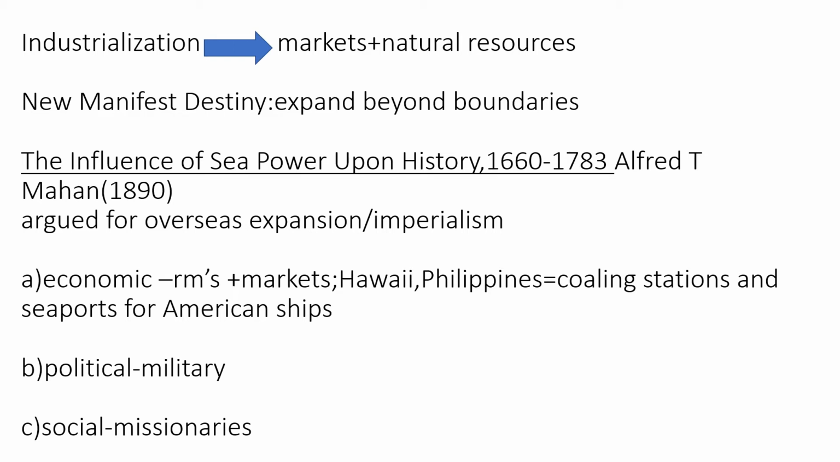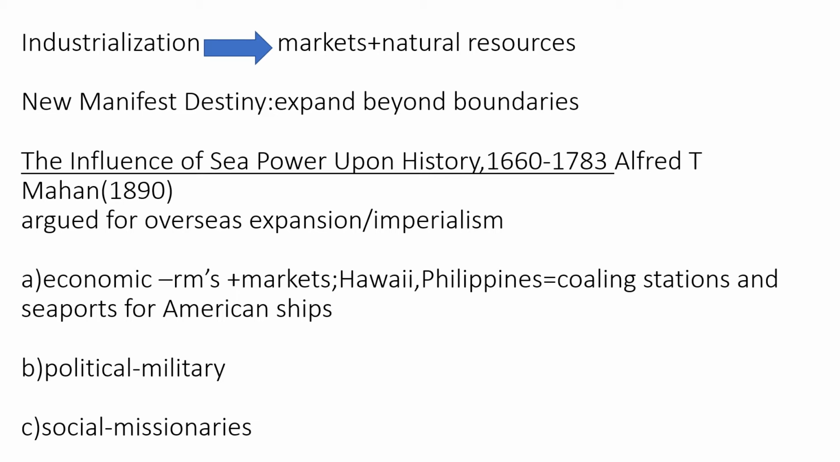Industrialization and the closing of the frontier led to American expansion beyond its borders. This was called the New Manifest Destiny. An important factor in this overseas expansion was the publication of Alfred T. Mahan's The Influence of Sea Power Upon History. This stressed the importance of overseas expansion and the need for an empire to protect the needs of the mother country. From previous studies, we know the driving forces behind imperialism.